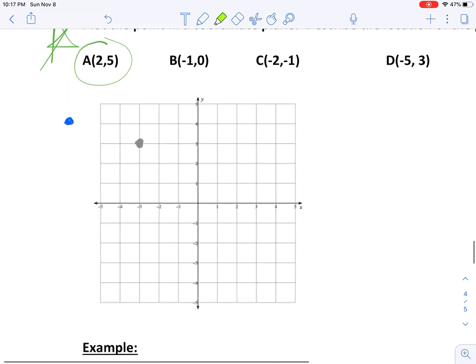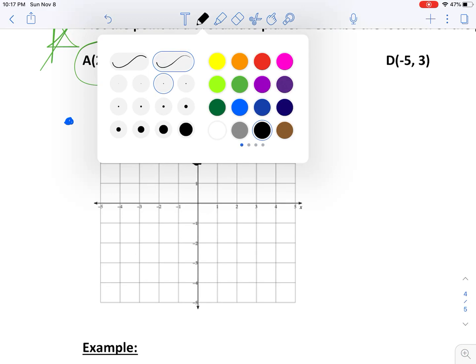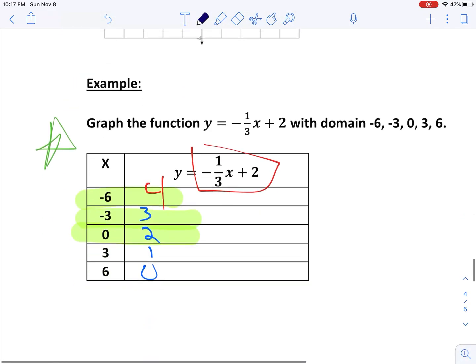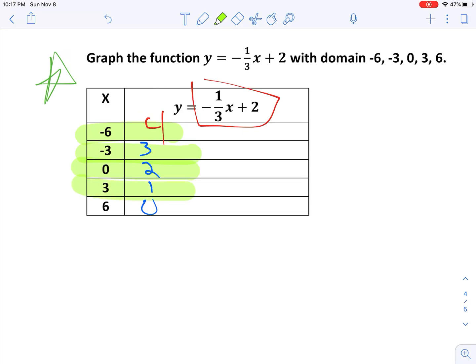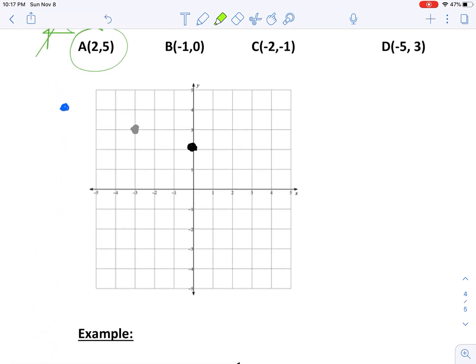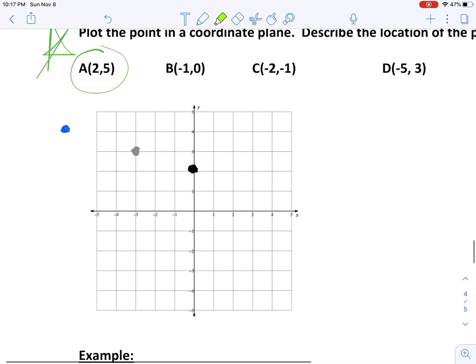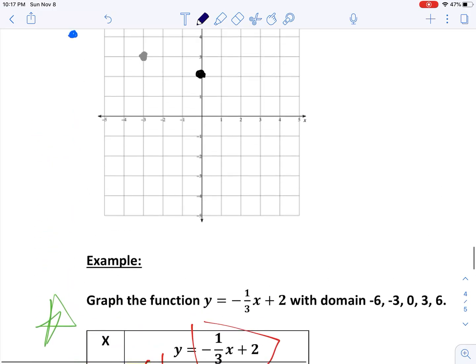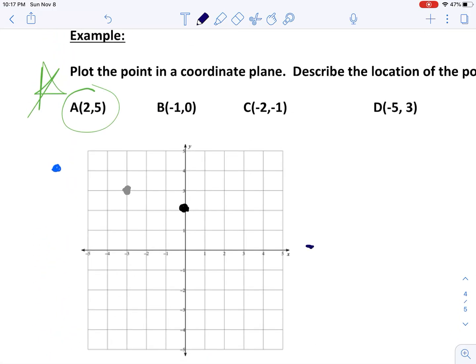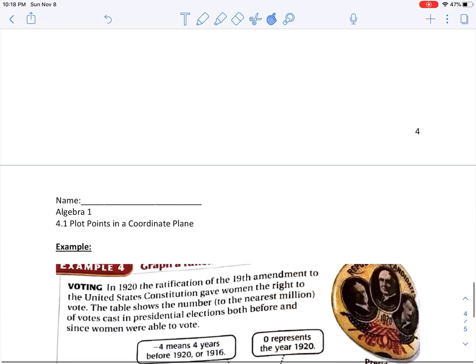My third point would be 0, 2. 0, 2 would land left and right 0, but up 2. And then my last point here is going to be 6, 0. But again, I don't have 6 on my graph, so it would be out here on the x-axis. Okay? All right.